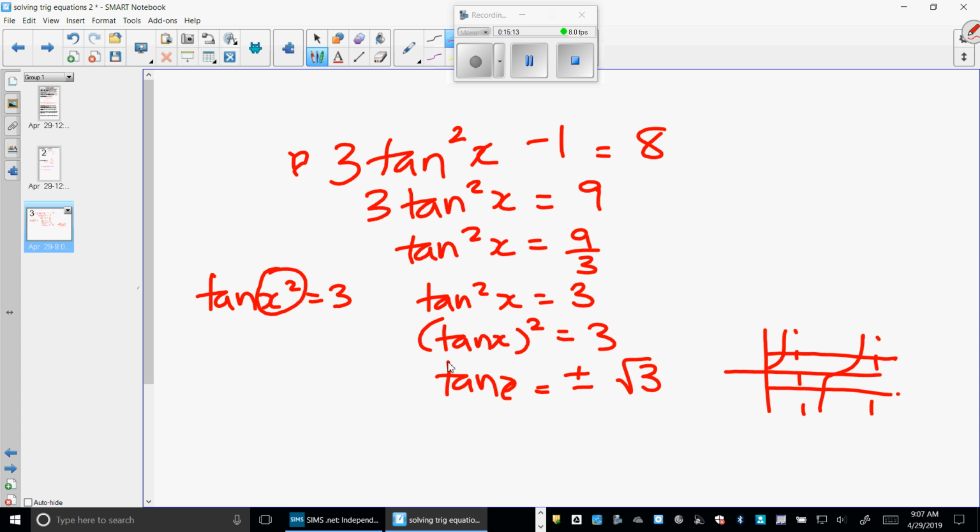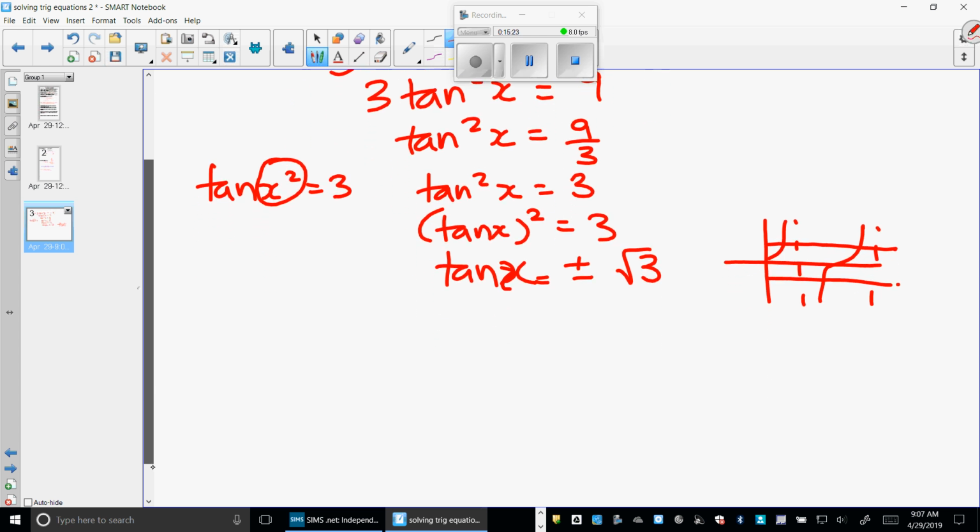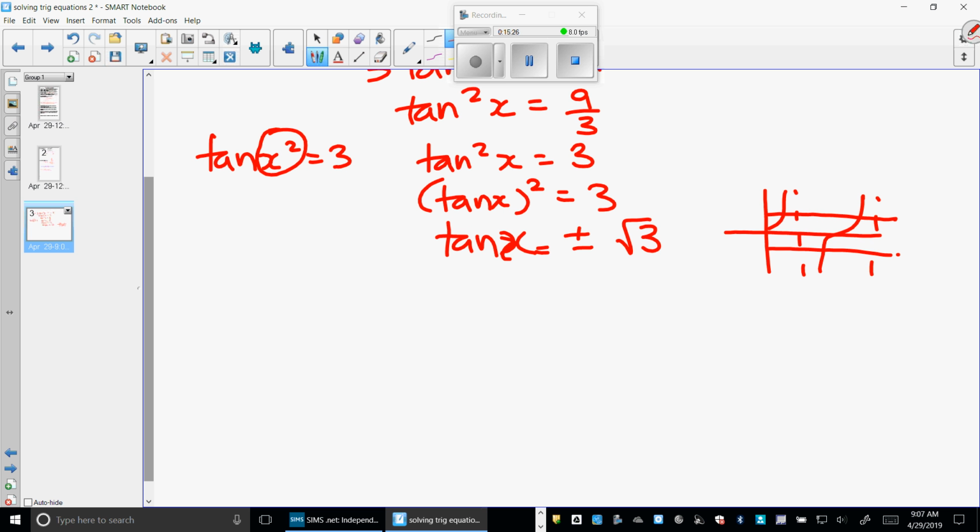Now there's another type down at the bottom. The other type is if you look down at the bottom of number 3. Let's do this one. So down at the bottom, there's 7 of them. I just picked one. So we've got sine squared x equals 6 sine x minus 5.